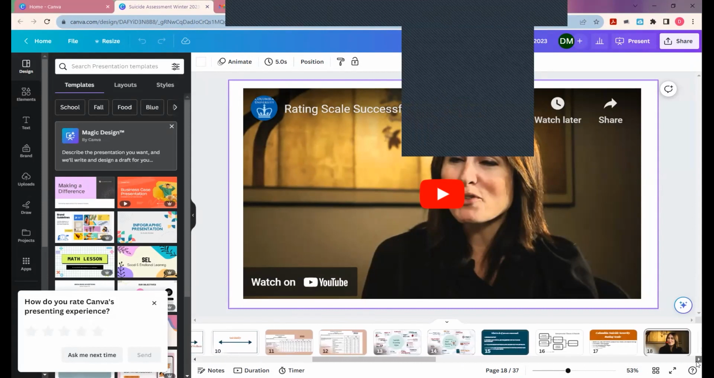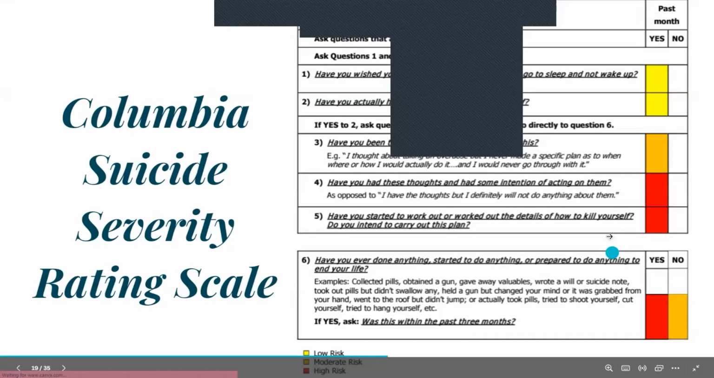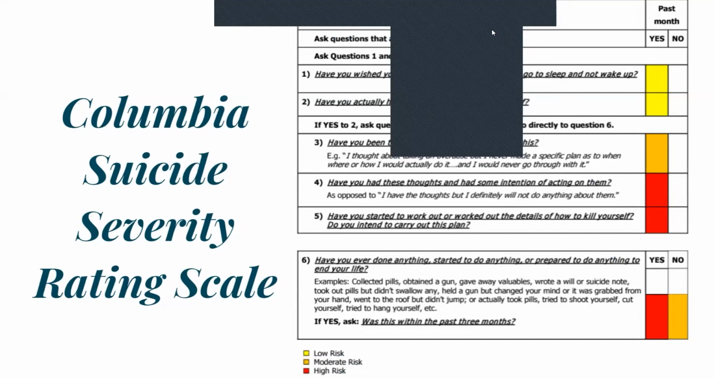So that video just provides a short overview of the tool. And so I'm going to put in the chat here, again, the link to the Columbia Suicide, the actual tool that we're using. And then I have to present, here we go. And I had a printed off copy of that, which I now don't know what I did with, so I'll just read it on the screen.